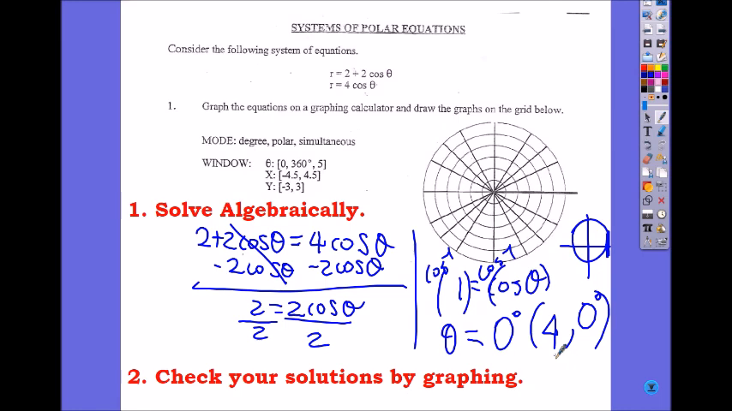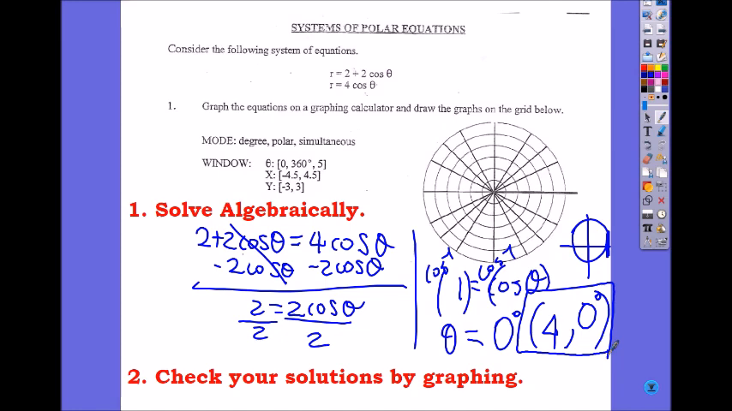Is that true for the other equation? Cosine of 0 degrees is 1. 4 times 1 is 4. So this is our solution. But for a polar graph, remember, even if it has the same theta, r can be on the other side if it has a negative radius. So it might look like they're intersecting, but it's not a real solution because they go to that point at a different angle. I'll show you by graphing.